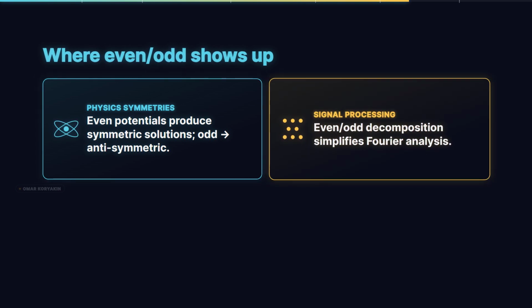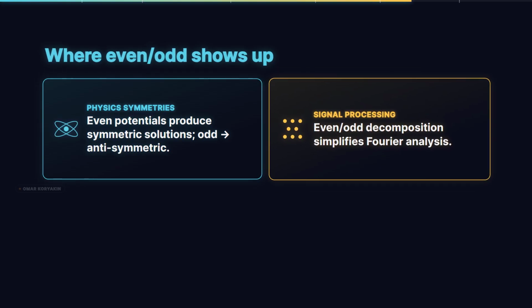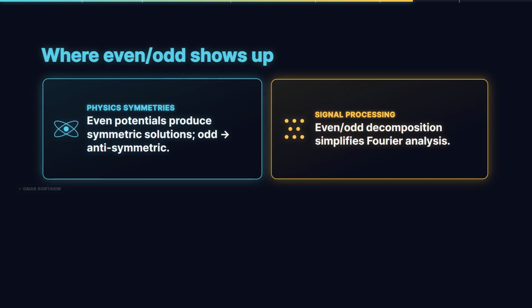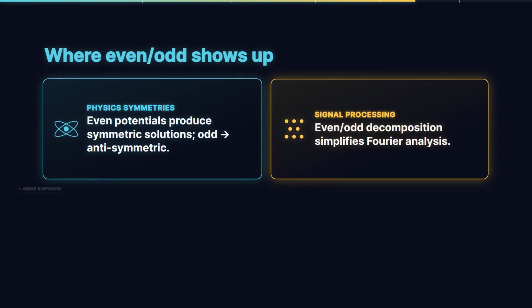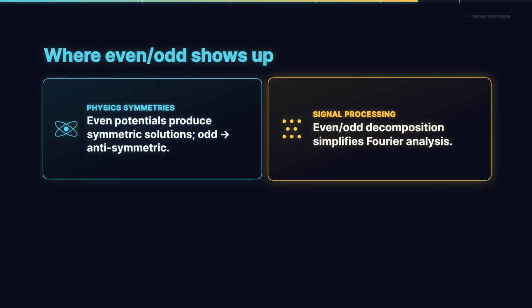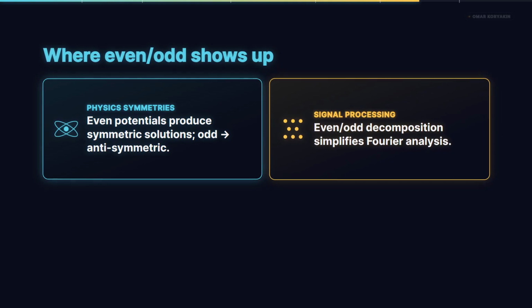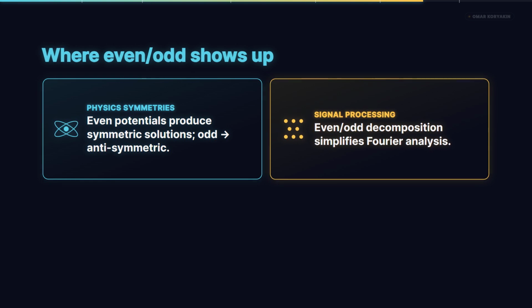In signal processing, every signal can be uniquely decomposed into an even part and an odd part. Signal of t equals even part plus odd part, where the even part equals 1/2 times signal of t plus signal of negative t, and the odd part equals 1/2 times signal of t minus signal of negative t. The decomposition simplifies Fourier analysis, where even functions have only cosine components in their spectra, and odd functions have only sine components. The decomposition is a foundational technique across audio engineering, image processing, and communications.